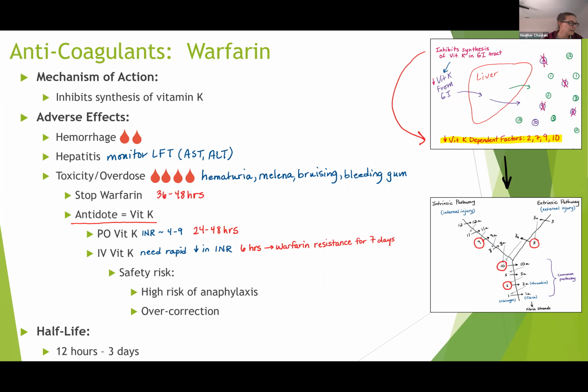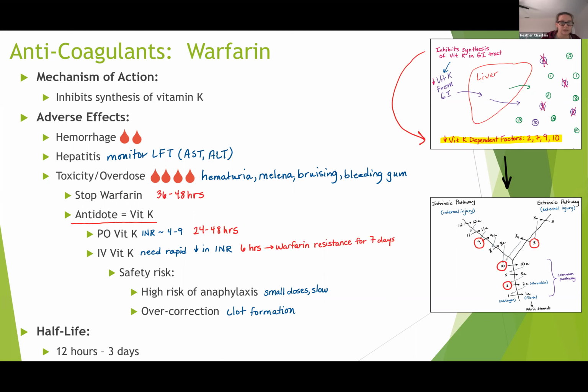Now, IV vitamin K has a lot of risks, okay? There's a high risk of anaphylaxis. So we're going to give it in small doses and we're going to give it really slow, okay? Because the huge risk is overcorrection. If we give too much vitamin K and we give it too quickly, then we can have clot formation, which will cause an MI or a stroke or, who knows. So we definitely don't want that to happen.